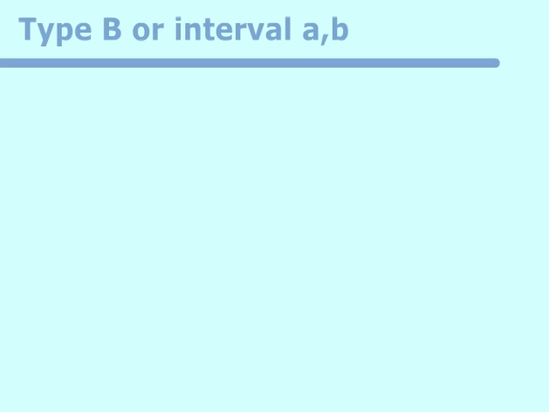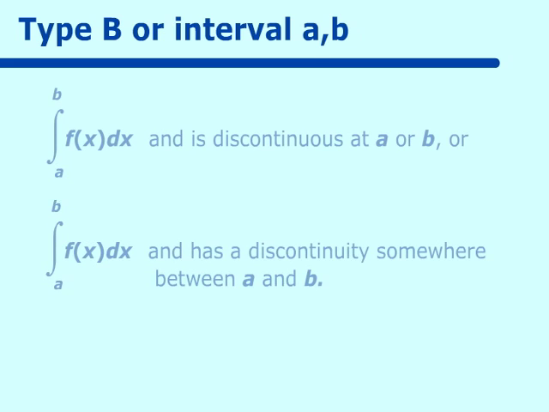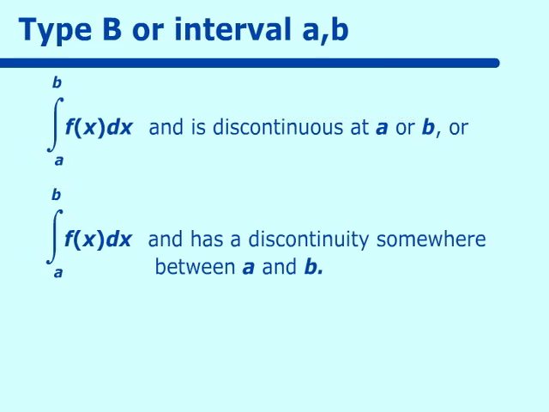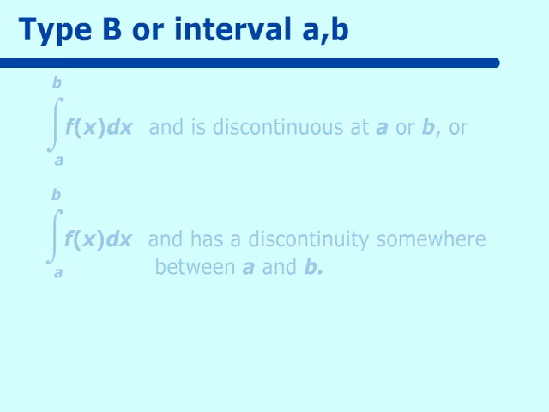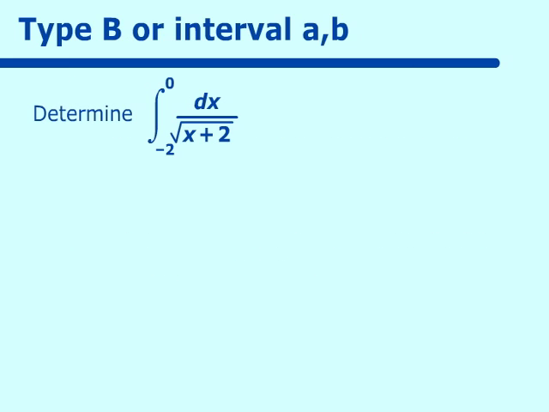Let's go on. This type of integral is called type B, or interval AB. This is where you have a discontinuity at A or B or somewhere in between. Let's look at an example of this. Integral of negative 2 to 0 of dx over the square root of x plus 2. This is where we have a discontinuity at the endpoint x equals negative 2. So we change this to read limit as b approaches negative 2 of the integral from b to 0 of dx over square root of x plus 2.